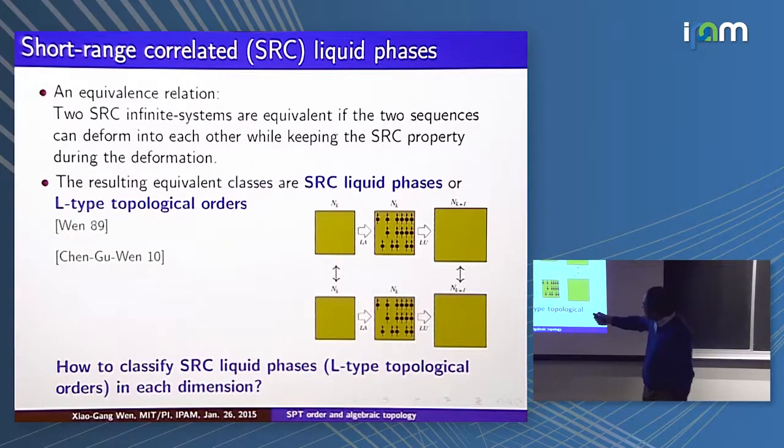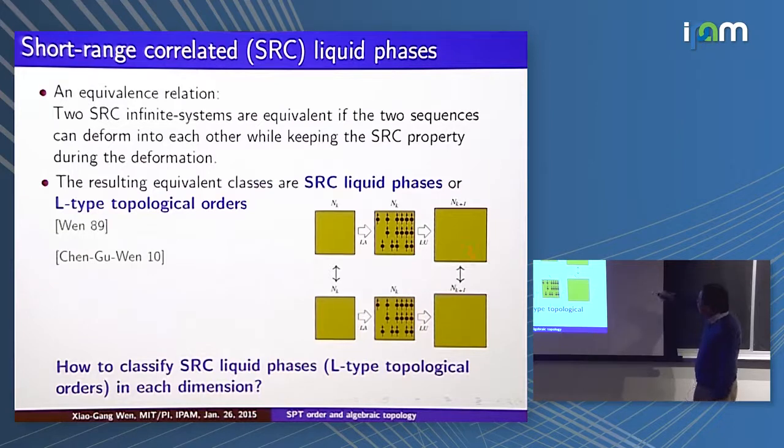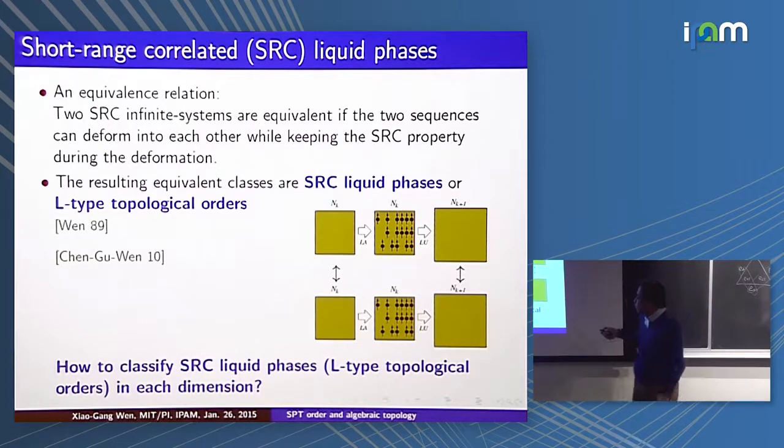Here, at this stage, it is easy to define. The equivalence relation is, suppose you have two sequences of systems, which are these short-range correlated infinite systems. We just say that if, among two sequences, you can deform a tensor from one system to another without destroying this short-range correlation property, then the two systems are in the same phase. So we just described that we can deform the tensor from here to here without destroying the short-range correlation property.